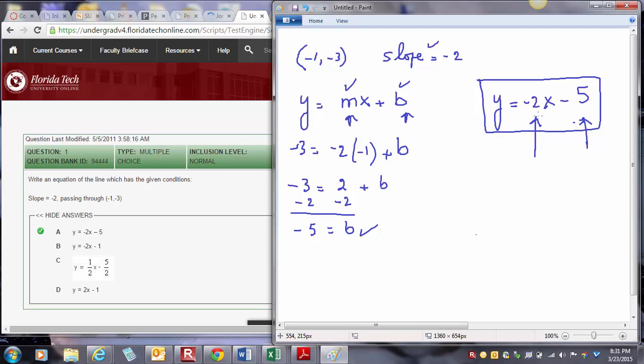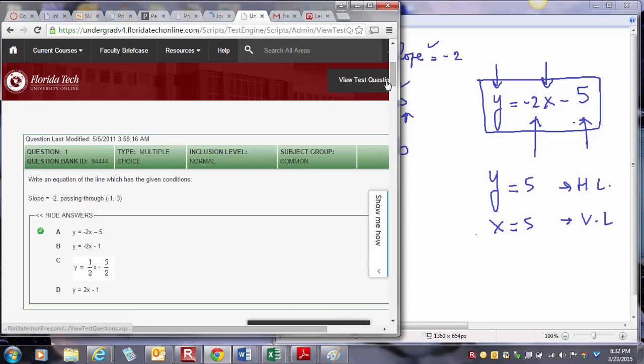But once we find b, we're all set because we already have the slope, and once we find b, we substitute here. Always in the equation of the line, you're going to have x and y, except, there are some exceptions. If you have y equals 5, this would be a horizontal line. And if you have x equals 5, this would be a vertical line. So these are the only exceptions where you're going to see y by itself or x by itself. But in general, when you have the equation of the line, you're going to have x and y. So as you see, A is the correct answer. y equals -2x minus 5. Let's go to the next question.